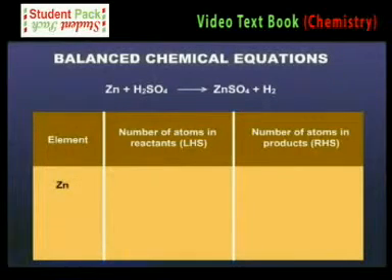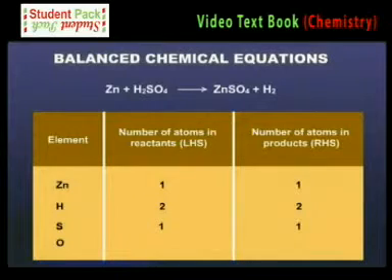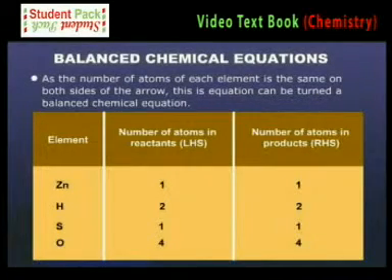For the element zinc, the number of atoms in the reactants is 1 and the number of atoms in the products is 1. For the element hydrogen, the number of atoms in the reactants is 2, the number of atoms in the products is also 2. For the element sulfur, the number of atoms in the reactants is 1 and that of the products is also 1. Similarly, in case of oxygen, the number of atoms in reactants is 4 and that in the products is also 4. As the number of atoms of each element is the same on both sides of the arrow, this equation can be termed as a balanced chemical equation.